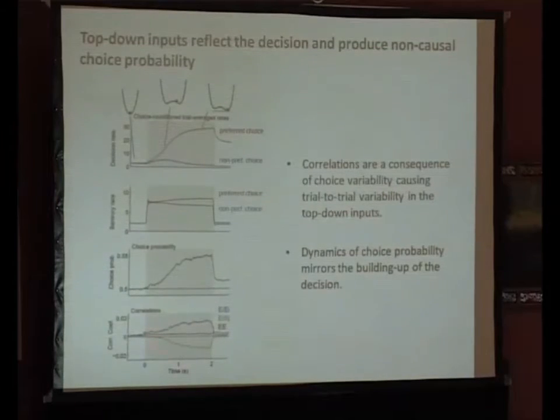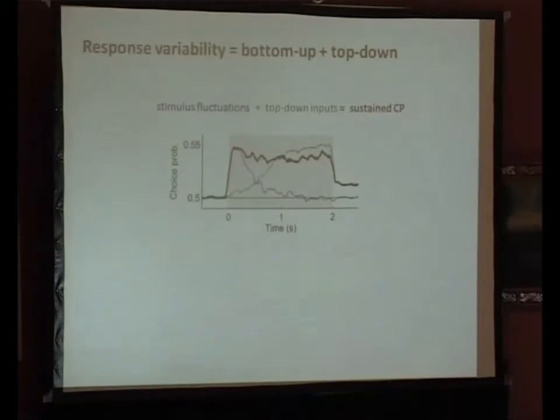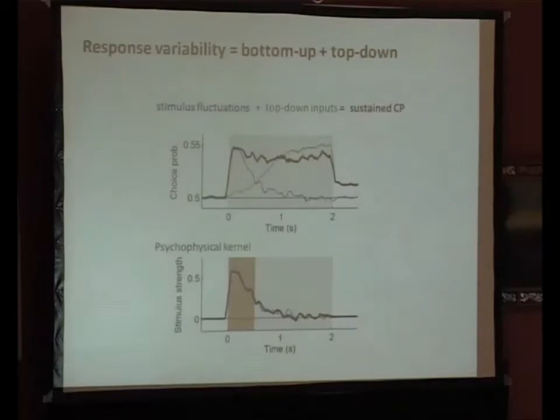It's not that the variability that we see in the sensory circuit is impacting the decision, it's reflecting the decision. Put both things at the same time, so stimulus fluctuations and the top-down signal. And if we do that, we can get sustained choice probability, just as found in many experiments. We can also calculate the psychophysical kernel when we just have stimulus fluctuations, or when we have stimulus fluctuations and the top-down signal. And what we get looks very similar to the data that Nienborg and Cumming observed. So the psychophysical kernel mirrors basically the causal part of choice probability.